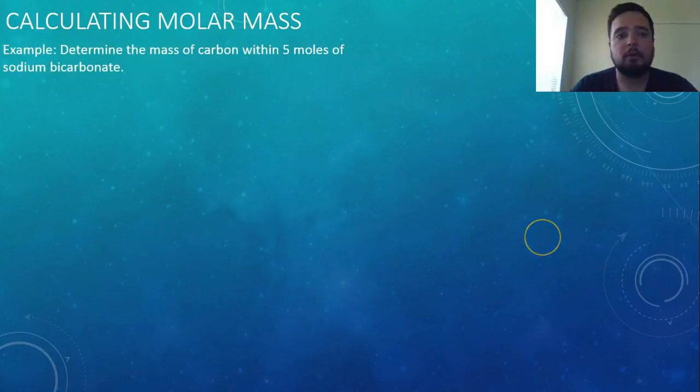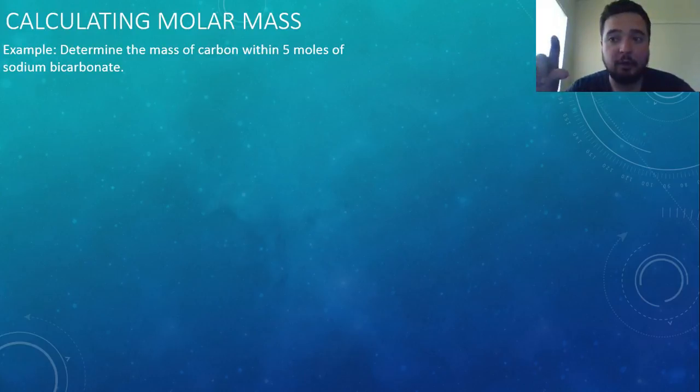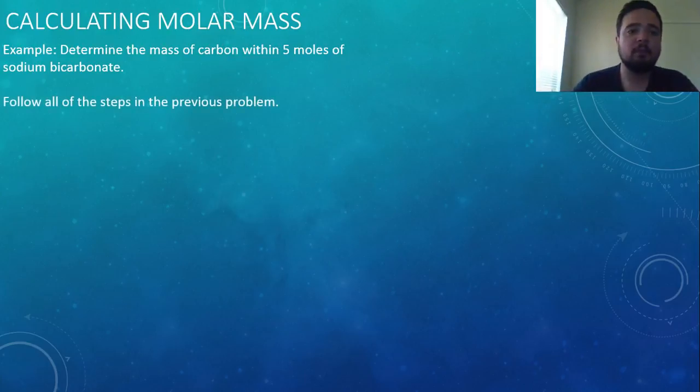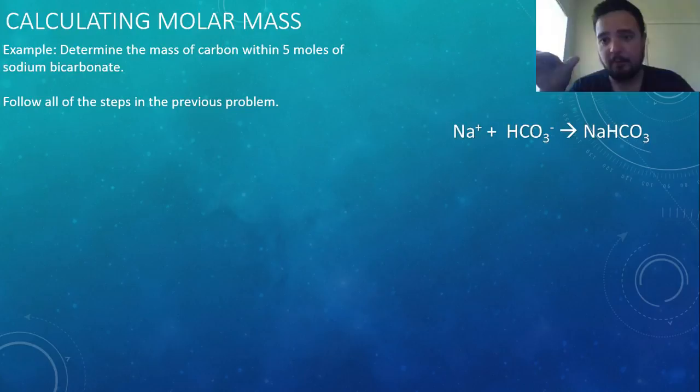So let's do another one. Let's determine the mass of carbon within 5 moles of sodium bicarbonate. So now we're identifying the mass of one particular element within the 5 moles of a substance. So we follow all the steps of the previous problem.